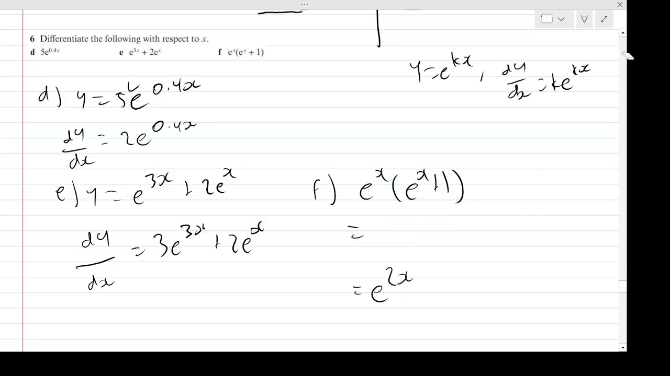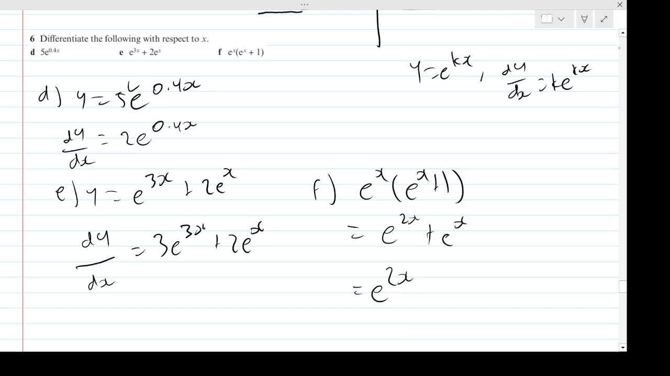Alternatively, you could have realised this was e to the x squared then. If I'm multiplying e to the x by itself, then because I got the powers in this way, I can multiply the powers together to get 2x that way. Either way, so that would be e to the 2x, and then add e to the x.